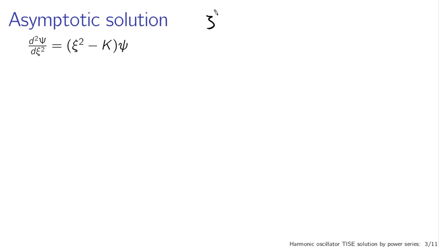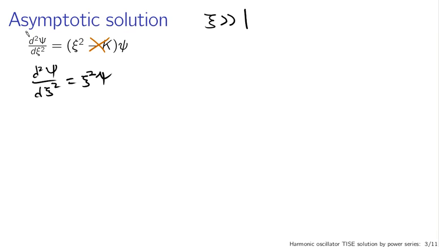Let's look for a solution for large xi. Xi much, much greater than 1. What happens when xi is much, much greater than 1? Well, if xi is much, much greater than 1, I don't care about k here. Xi squared minus k is about xi squared. That means the actual differential equation we have to solve is the second derivative of psi with respect to xi is xi squared psi. Oh, and I've unintentionally changed notation here.